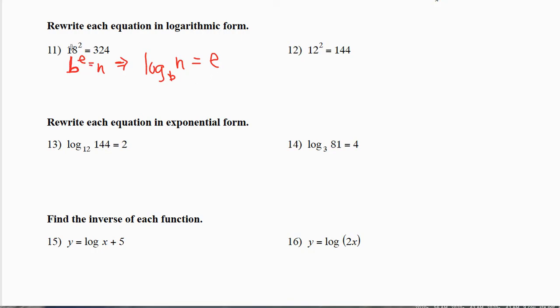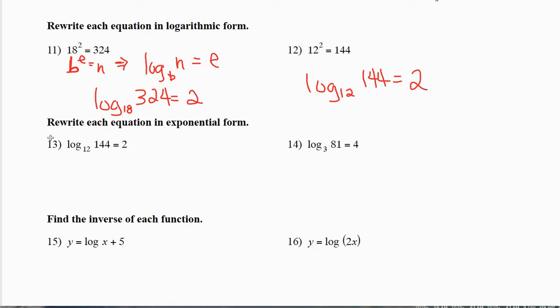So the base is 18, so this is going to be the log base 18 of, what's our answer? 324 is equal to, and what's our exponent? 2. So again, log, what's our base? Our base is 12. What's our answer? 144. What's our exponent? 2.